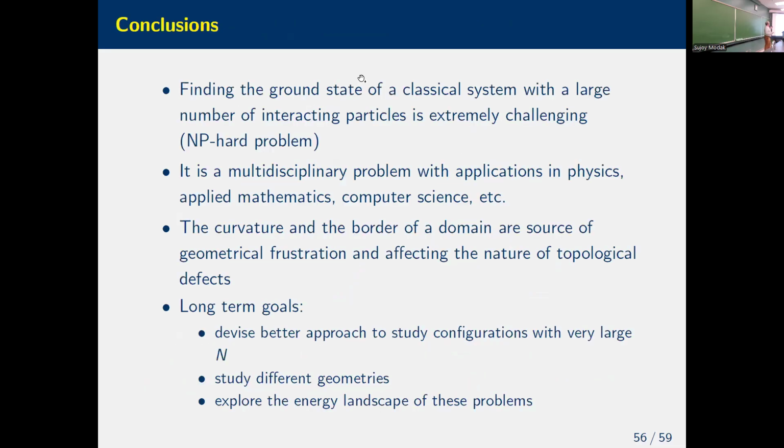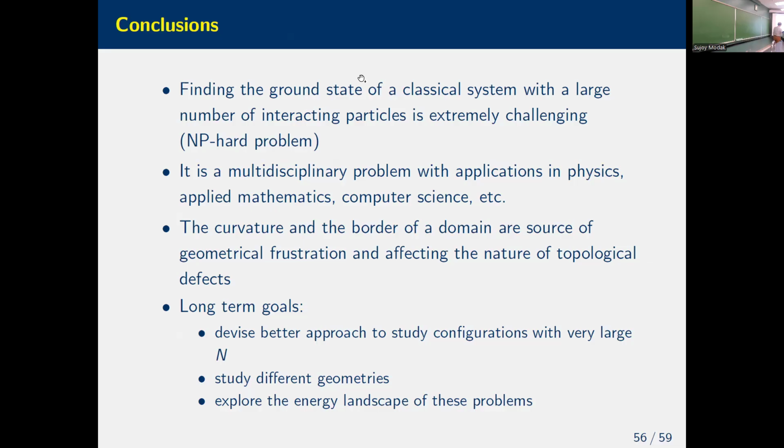Okay, now the conclusion. The conclusion is that finding a ground state of one of these systems is really challenging. It is also interesting. It's an NP-hard problem. It has interest in physics, probably, but also in other areas like mathematics, computer science, and so on. The curvature and the border are sources of geometrical frustration. It doesn't let me do what I would like to do in an infinite space. For example, in an infinite plane, I know that hexagonal packing would be the way to do it. But as soon as I have a border, as soon as I have curvature, I cannot do it anymore.